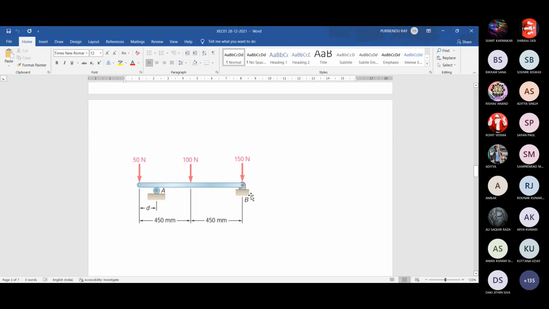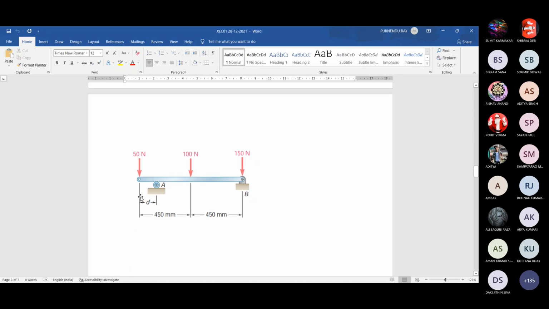Next thing, the distance is... Sir, the weight of the rod is not given. A good question. We neglect the self weight of the rod. A very thin rod, very light material, but it is supportive. It is strong enough to carry these 50, 100, 150 Newton forces. So that is a very important criterion. We neglect the weight of the object or self weight of the rod.